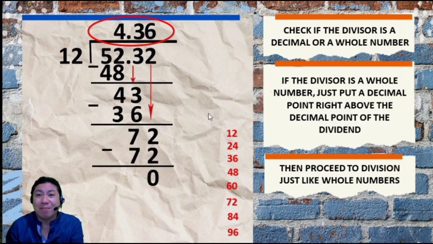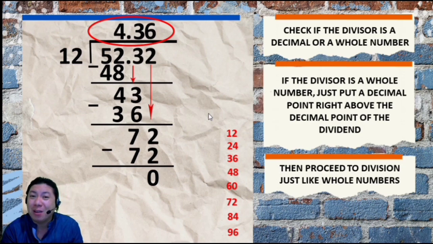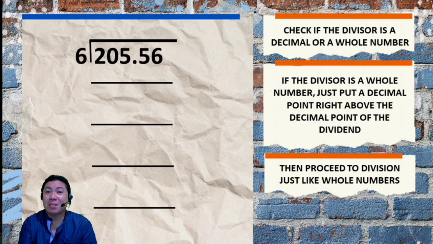Nasundan nyo ba mga bata? Hindi ba madali lang naman? Just follow the 3 simple steps and for sure makukuha natin yung correct quotient. Now, yung mga susunod na mga examples, kayo na ang sasagot, no? So I want you to get a piece of paper and a pen and get ready to solve the following examples. Now let's have some practice exercises. You will be the one to answer the following examples.